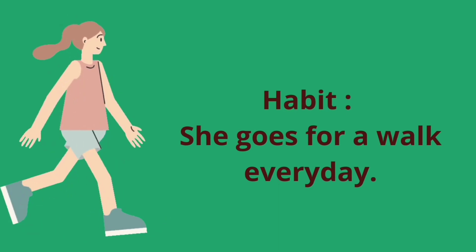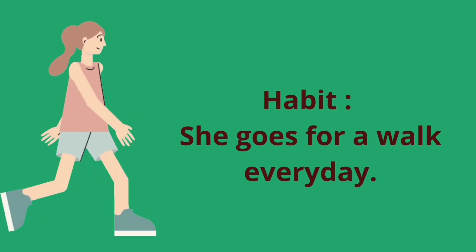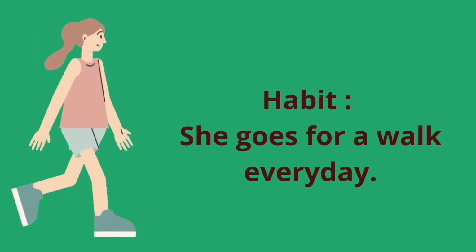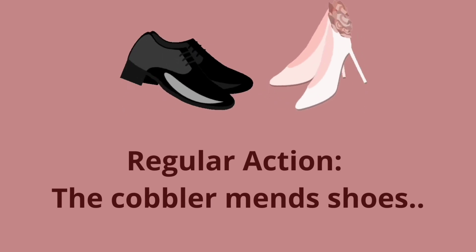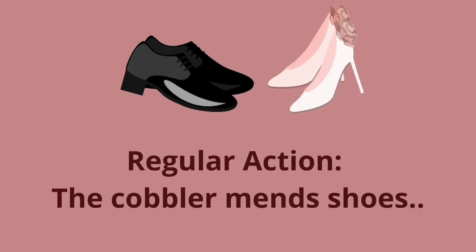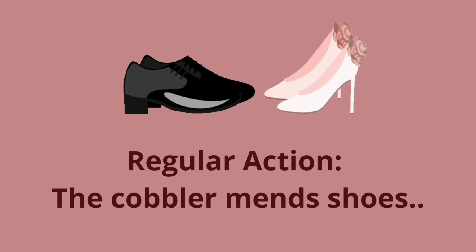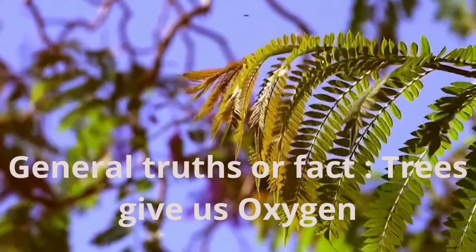The habit. She goes for a walk every day. So it is her habit. So to indicate the habit, we use simple present tense. To denote regular action, the example is: the cobbler mends shoes. So it is the regular action of a cobbler. So here also simple present tense is used. Now look at the next example to denote current situation. Tom is unwell. So how is Tom? Tom is unwell. So here also simple present tense is used.